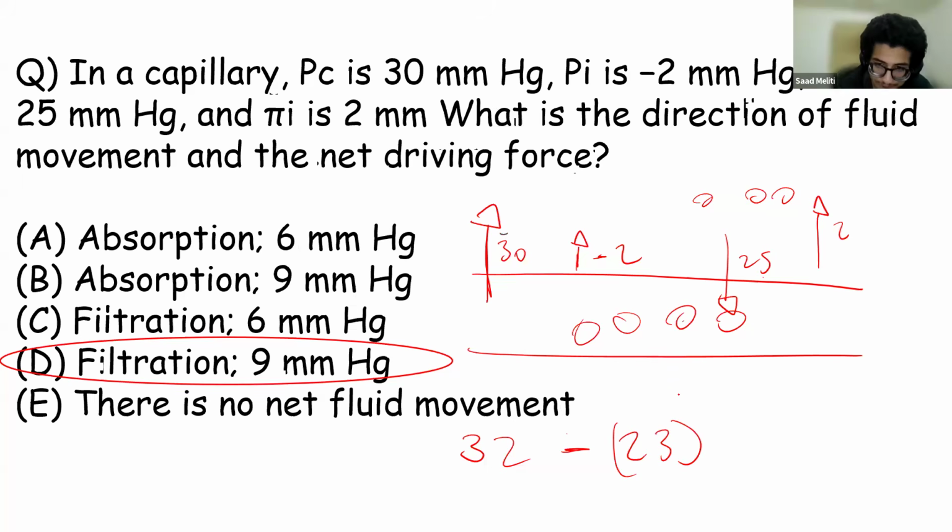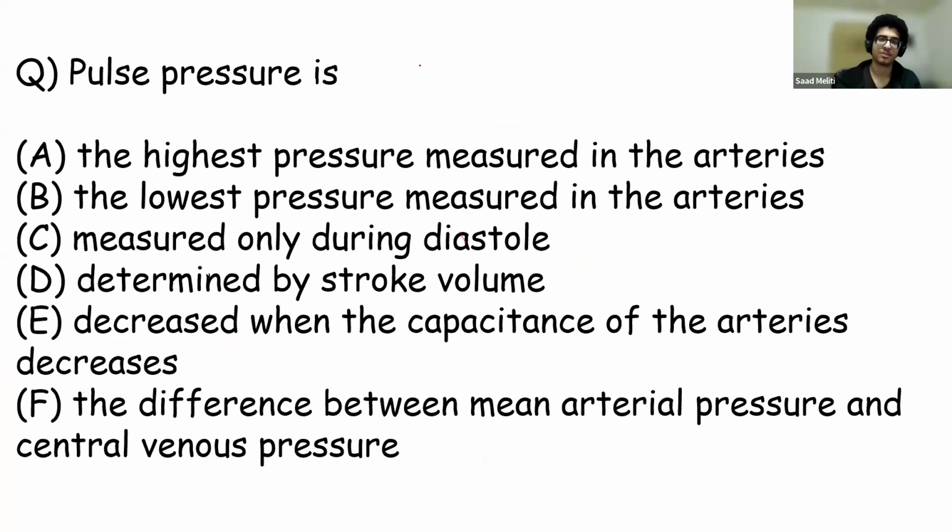So 32 minus 23. I honestly can't do the math in my head, but I know it's going to be 9. It's going to be equal to 9, okay? 9 is positive, so what did we say about positive? Positive means filtration, and if we got -9, then it would be absorption, okay? So I hope this makes sense. We'll move on to the next question.